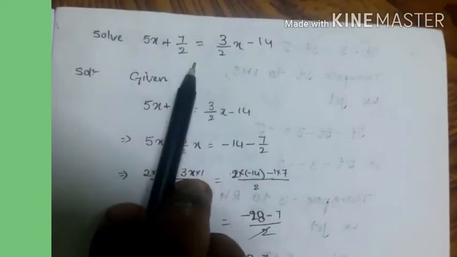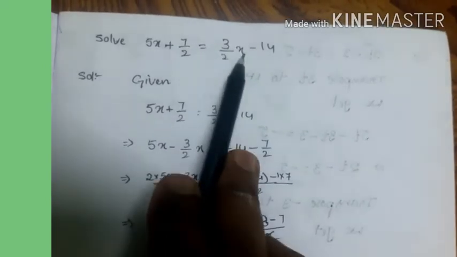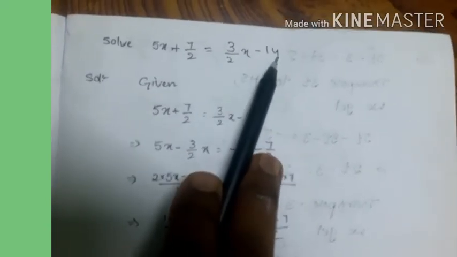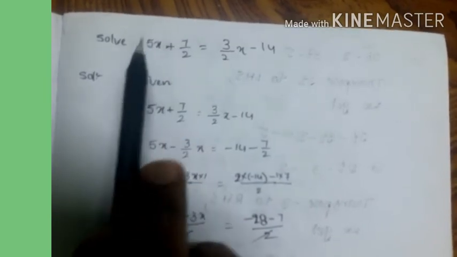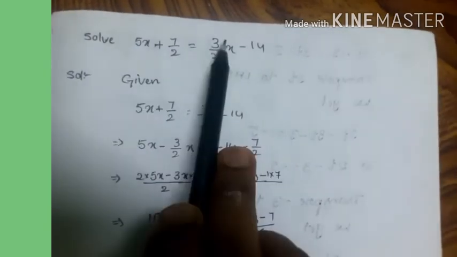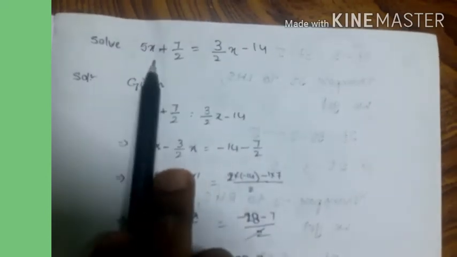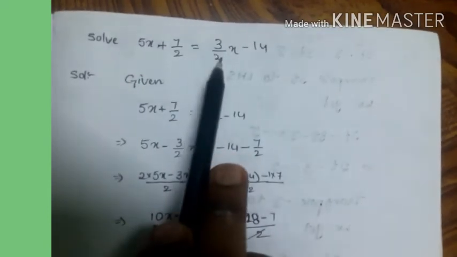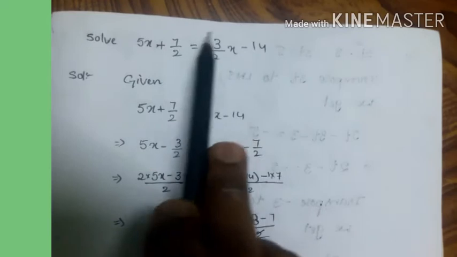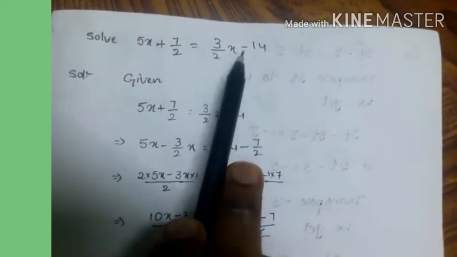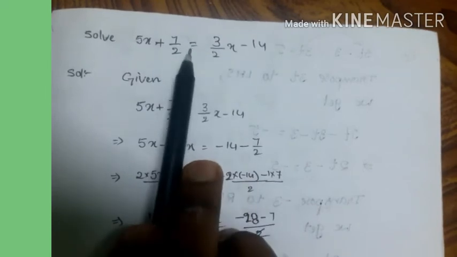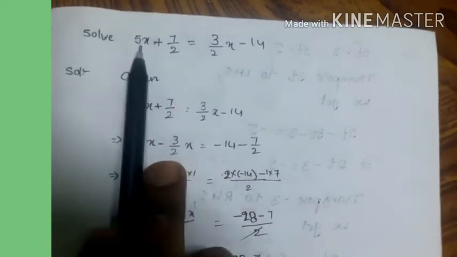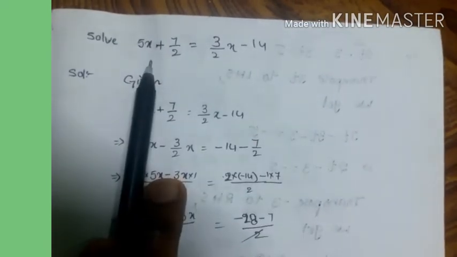5x plus 7 by 2 is equal to 3 by 2x minus 14. So 5x plus 7 by 2 is one of the expressions having the variable, and it is in LHS, and 3 by 2x minus 14 is another expression and it is in RHS. So in between these two there is an equal sign. So it is also one of the linear equations.